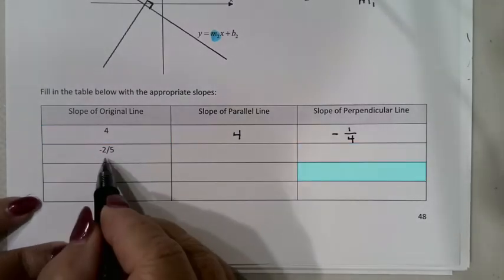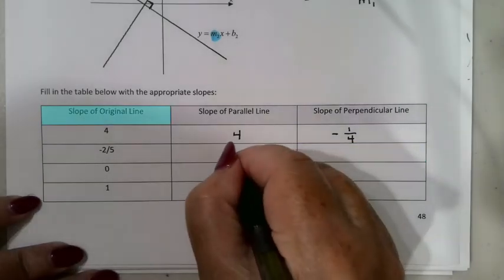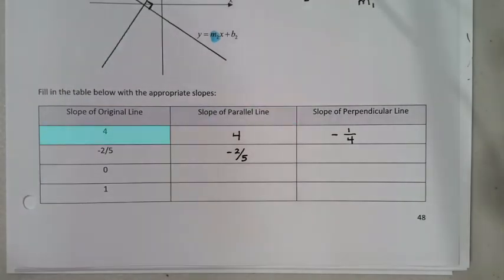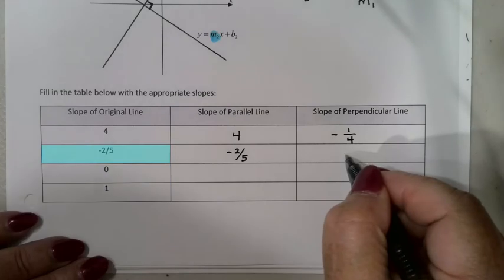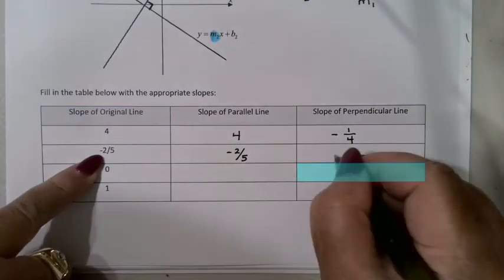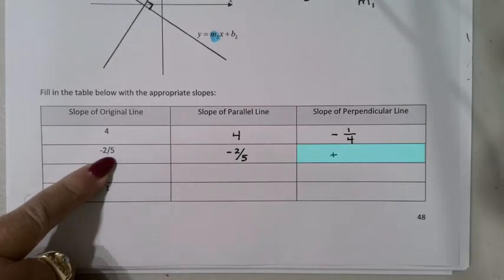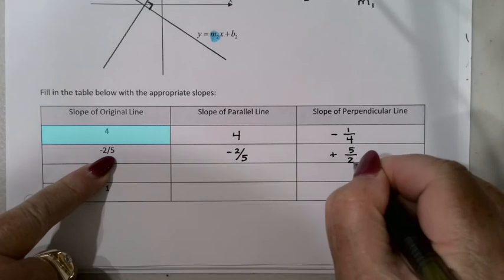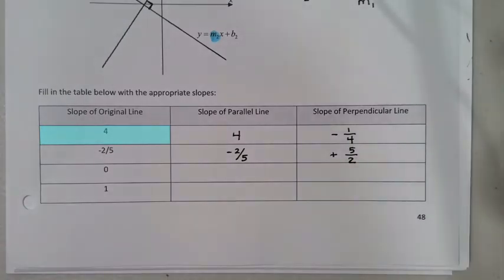Try it again. My original line has slope -2/5. The parallel line will have the exact same slope, -2/5. The perpendicular line, the slope will be opposite. This one was negative, so this one's going to be positive. And then the reciprocal, 5/2. So that's generally speaking how you deal with parallel and perpendicular slopes.